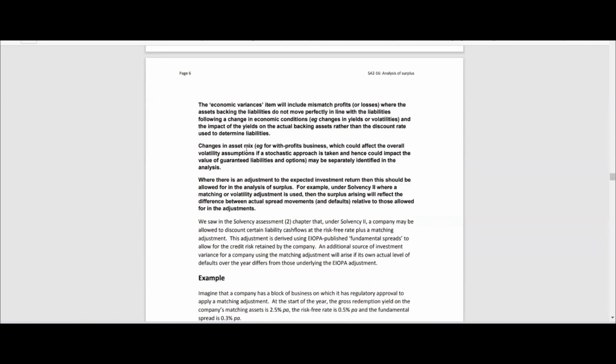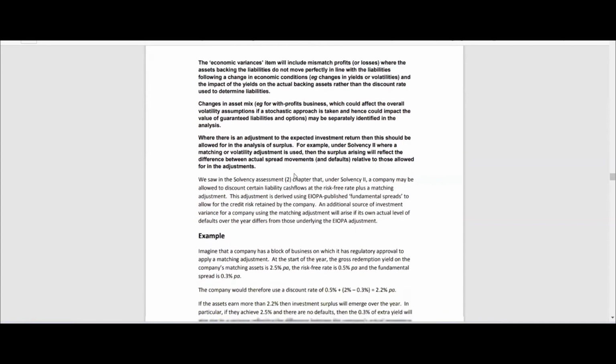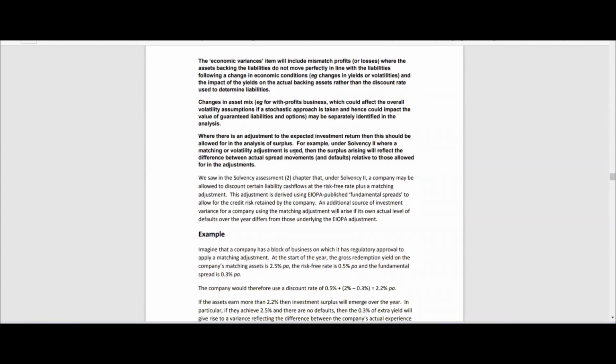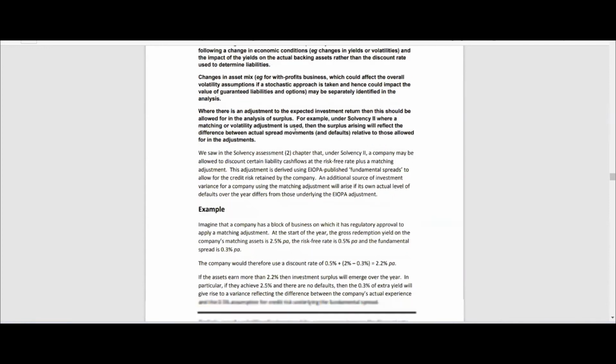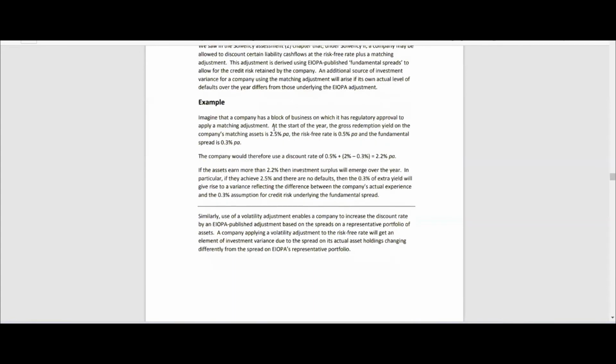So obviously you can change your asset mix, right? And especially that can happen in with-profit business because there is a lot of discretion involved. So if there is a financial guarantee, this needs to be separated, and these are also sources of surplus. If there is a financial guarantee, depending, there may be symmetry of risk, and there may be non-symmetry of risk. Because of that, there might be a difference. So here you can see an example.